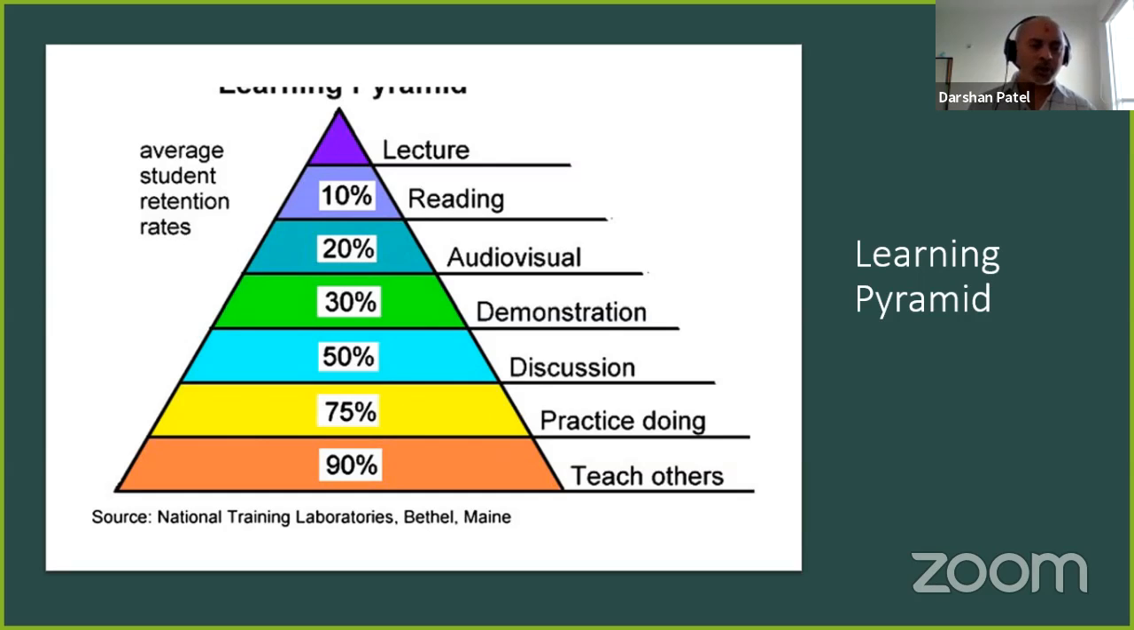30% is demonstration. Means when you demonstrate or somebody demonstrates or tells you a story, you can retain 30%. 50% is by discussion. So if you discuss certain topics, there is a chance that you can retain 50% of the knowledge out of 100%. You can retain 75% of the knowledge if you practice that knowledge, if you practically implement. And if you teach others, you can retain 90% of the knowledge. So this is collaborative learning.